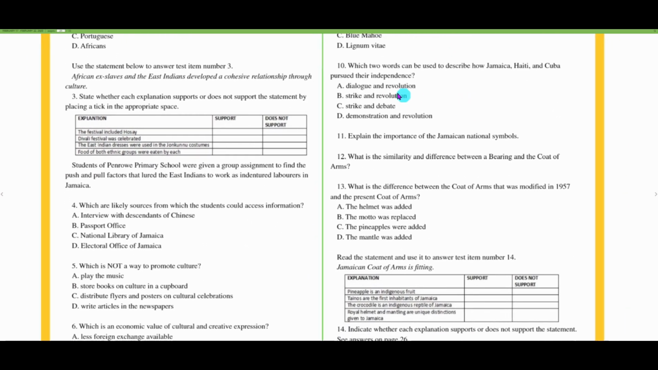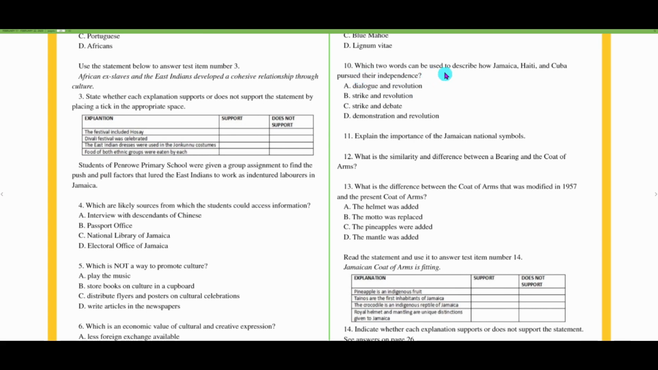Number 10. Which two words could be used to describe how Jamaica, Haiti, and Cuba pursued their independence? All right, so we have dialogue and revolution, strike and revolution, strike and debate, demonstration and revolution. And I would want to go for A, dialogue and revolution, in that Jamaica had dialogue with Britain, but Cuba and Haiti were involved in a revolution. All right.